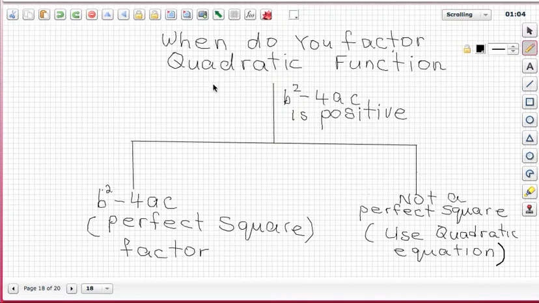When do you factor a quadratic equation? I recommend you always figure out the discriminant when you're taking the test. Not all quadratic equations can be factored. Only if the discriminant is a perfect square can you factor it. Otherwise, you will have to use the quadratic formula.